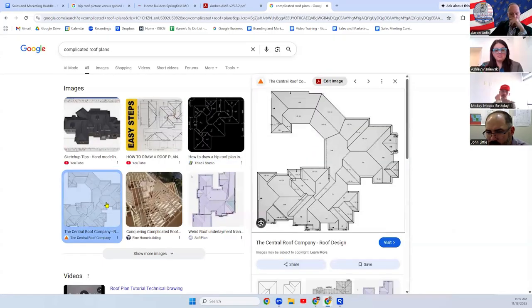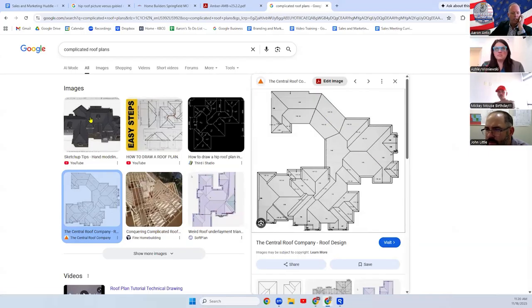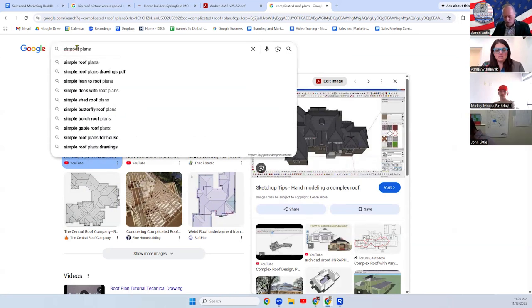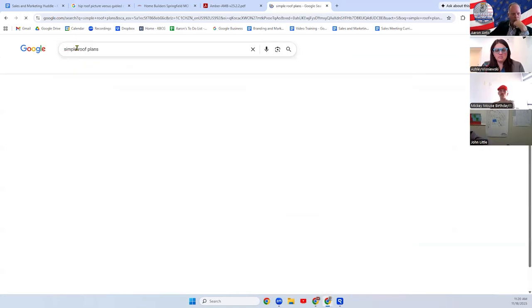Here's a house with a lot of jogs in the foundation. See how complicated this is? It's obviously a high-end custom home, but that is a very, very, very complex roof and requires a lot of framing materials. You've got a lot of valleys, you've got a lot of ridges, right? Very complex roof structure.